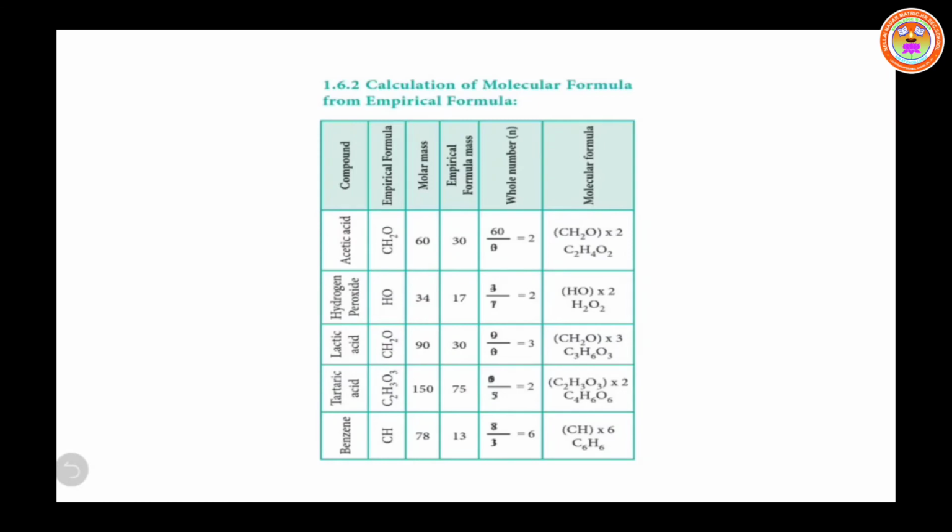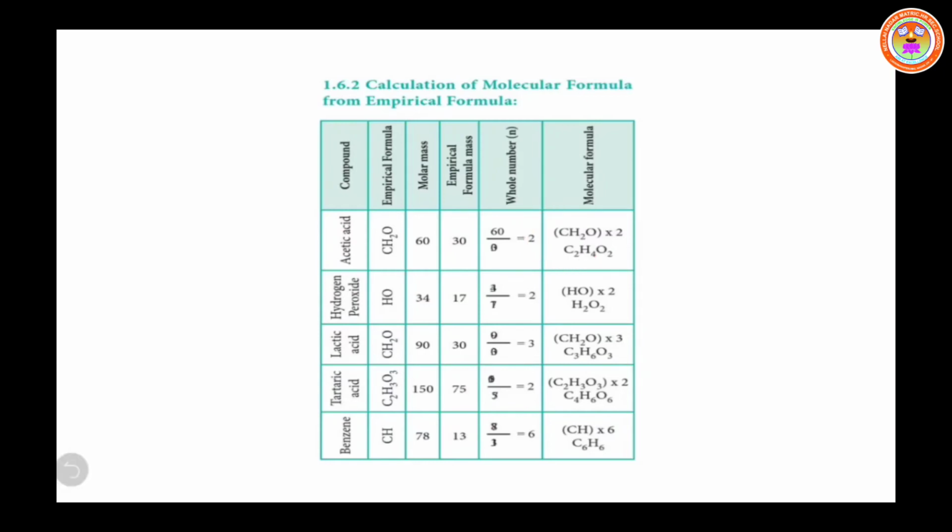Now we can see its molecular formula. We know molecular formula equals empirical formula into N. Then N is equal to molar mass divided by empirical formula mass. Children, you have to calculate the empirical formula mass. Here the empirical formula mass of acetic acid is 30. Therefore N is equal to molar mass 60 divided by empirical formula mass 30. So 60 by 30 equals 2, N value 2. Therefore the molecular formula of acetic acid is empirical formula CH2O into N value 2, so its molecular formula is C2H4O2.